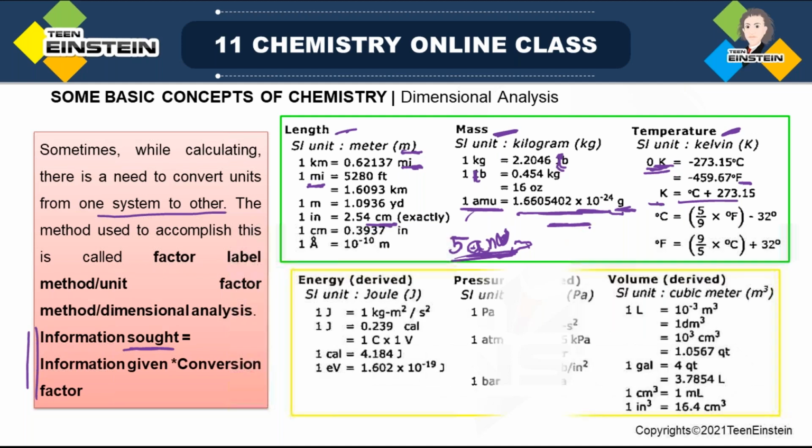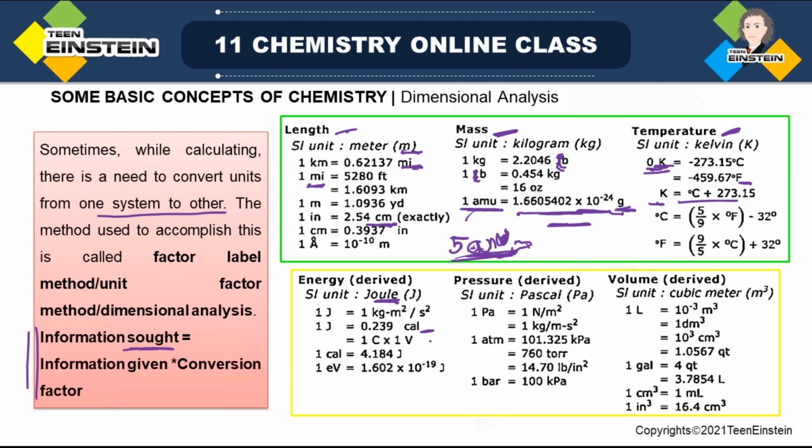So next we will see some derived units: energy, pressure and volume. For energy we mostly use the joule. Now 1 joule in terms of calorie is 0.239.